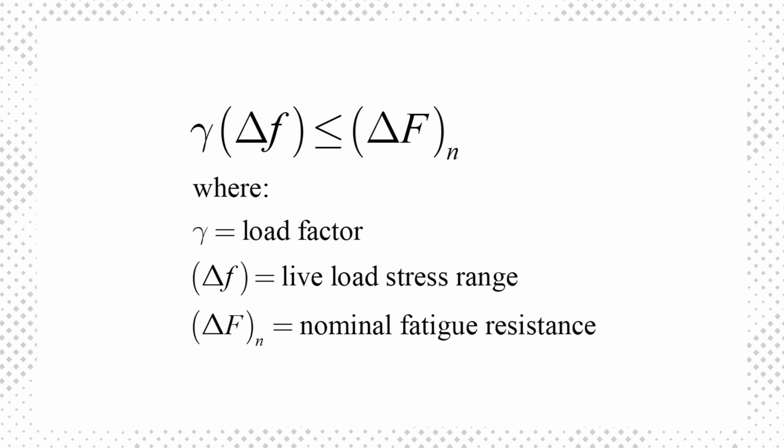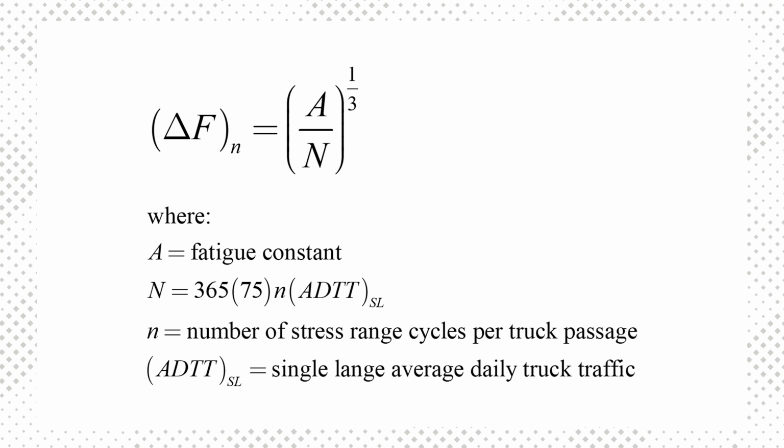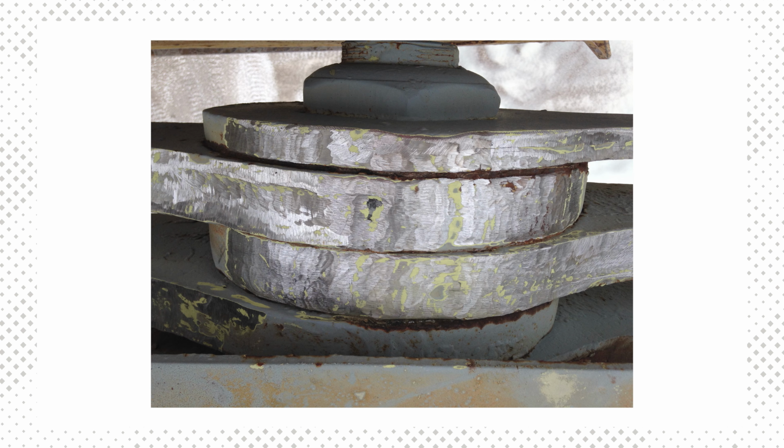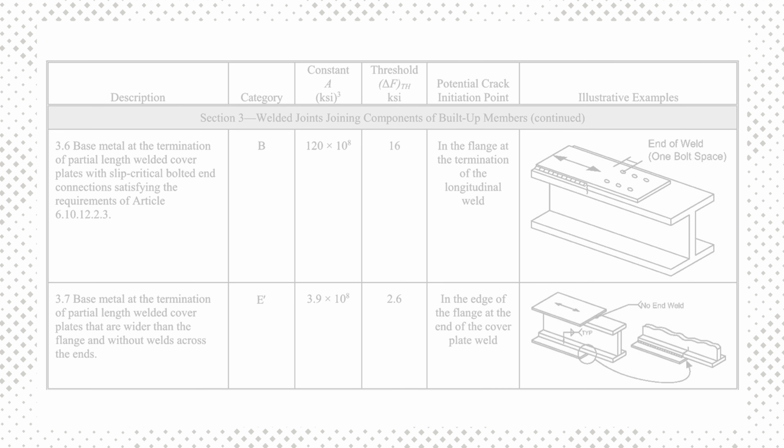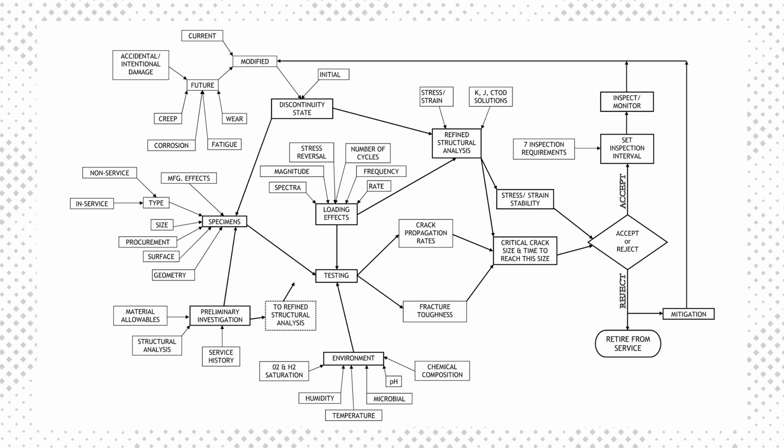For fatigue, AASHTO requires that the live load stress range, delta F, be lower than the nominal fatigue resistance, delta F sub n. The nominal fatigue resistance is equal to the fatigue threshold for infinite life, or the following equation for finite life. Keep in mind, infinite life is defined as 75 years. The AASHTO LRFD bridge design specifications provide values for the fatigue constant and threshold for various structural details. These details are divided into 5 categories depending on their susceptibility to fatigue. The variables that influence fatigue life are many, and their interactions can be quite complex in cases, as seen in this flowchart.